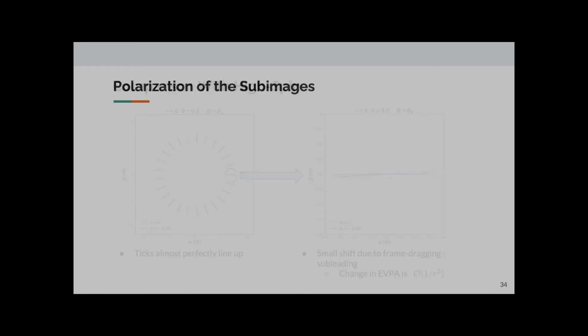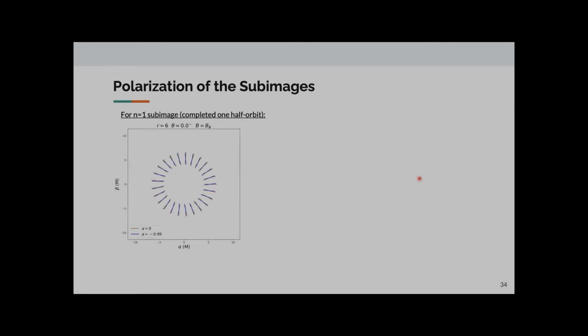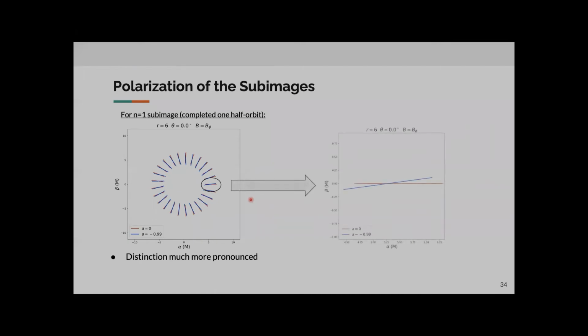That picture changes, however, if we look at the polarization of the subimages. So if we look at the n=1 subimage and isolate photons that have completed 1/2 orbit around the black hole, as opposed to 0, we get a very different picture of what's going on. So here, what we're looking at is the same field configuration, the same distance, 6 GM over c squared, but now we're looking at the n=1 subimage, and we see that the distinction is much more pronounced between the red and the blue ticks. And that becomes even more so if we zoom in as before.